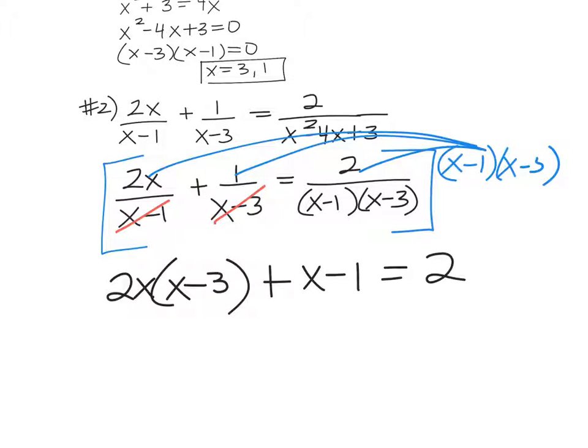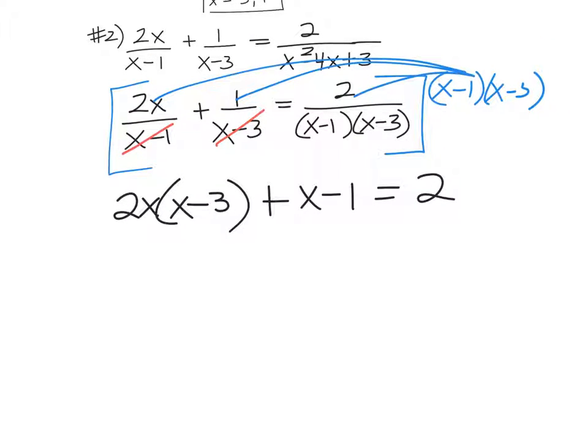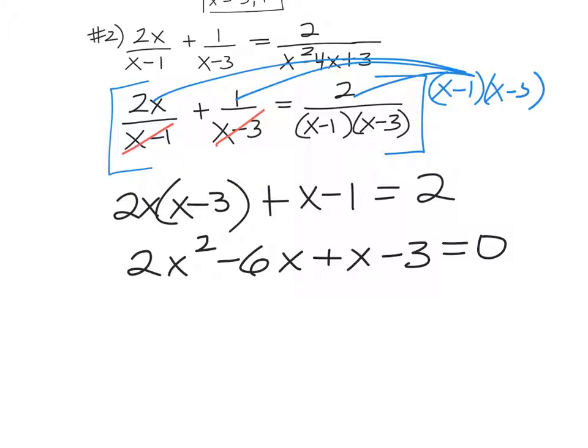And you see what we just did? We cleared out all those fractions. They're all gone. And now we have a problem to solve that we can probably solve. Here we go. We get 2x squared minus 6x plus x, and then let's bring that 2 over, so minus 3 equals 0. So then I get 2x squared minus 5x minus 3 equals 0.